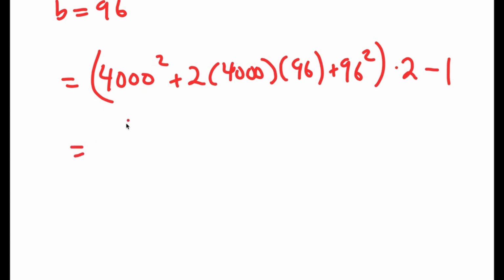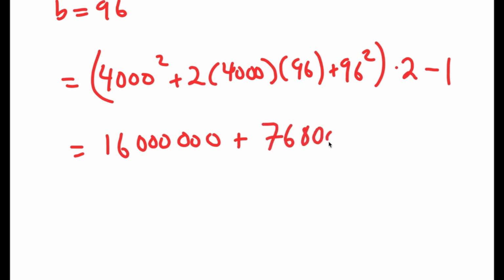Now, 4000 squared is equal to 16 million. 2 times 4000 is 8000, and 8000 times 96 is equal to 768,000. And now I have this plus 96 squared, which is equal to 9,216. And all of this I have times 2 minus 1.